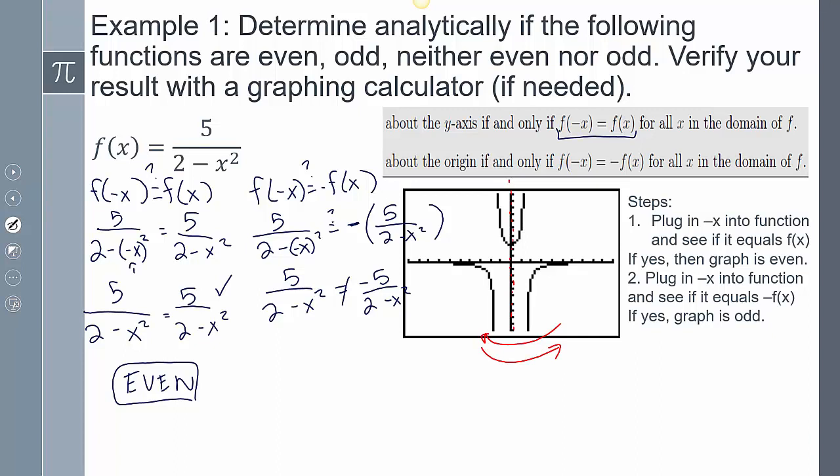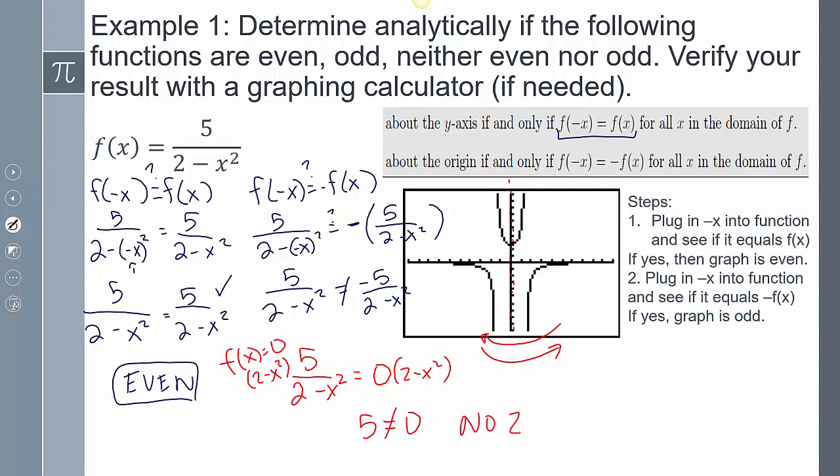Now if I wanted to find zeros of this function, I would take my function. We said f of x has to equal 0. So I'd take my function and set it equal to 0, and then I solve for it from there. So I multiply both sides by 2 minus x squared, and then I get 5 equals 0. Well, that's an improper statement, so there are no zeros.